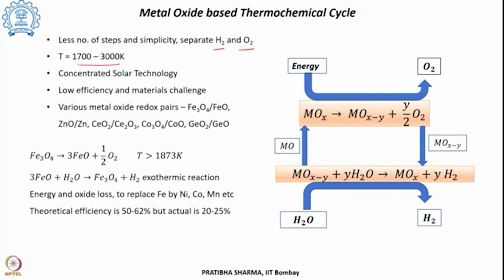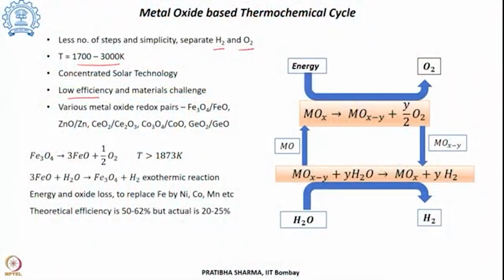But since the temperatures involved are very high, there will be heat losses, the efficiency is relatively lower, and there are materials challenges when it comes to getting such a high temperature. For this particular cycle there are various metal oxide redox pairs which have been studied: iron oxide, zinc oxide, cerium oxide, cobalt oxide, germanium oxide.